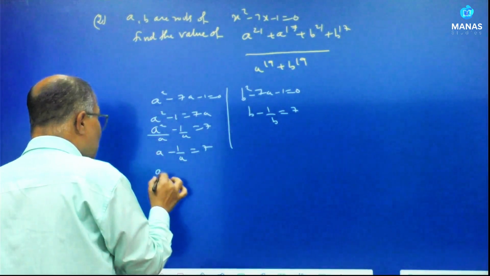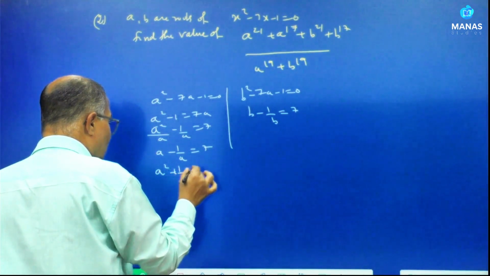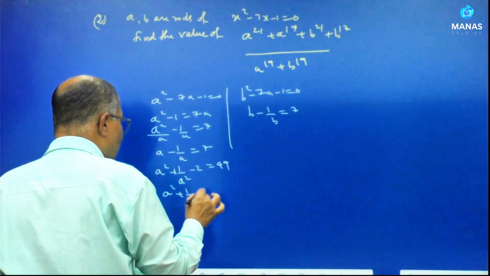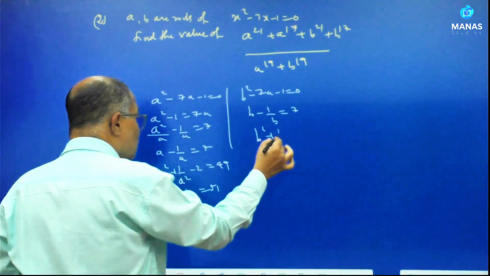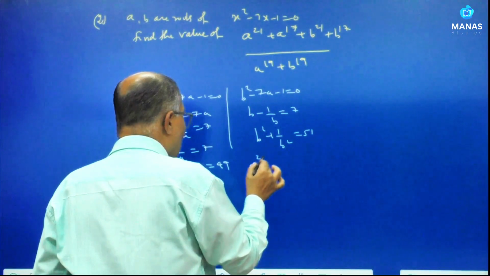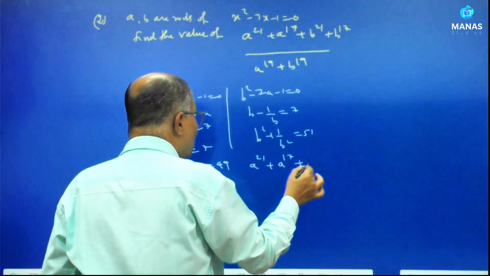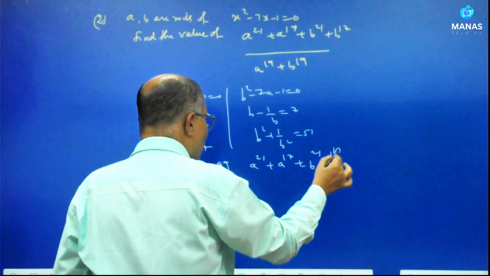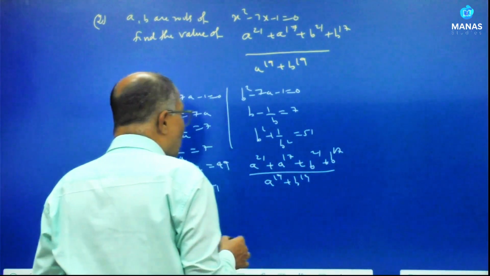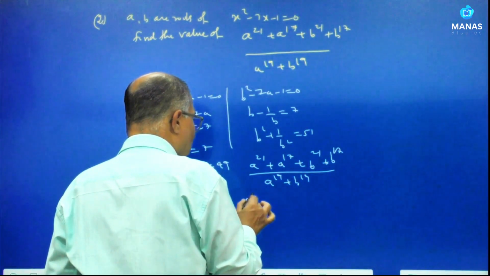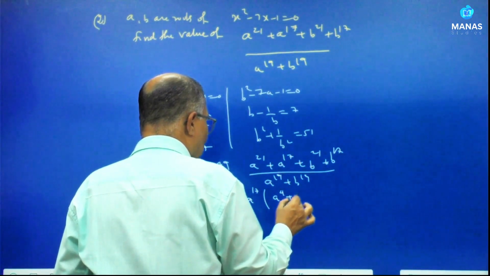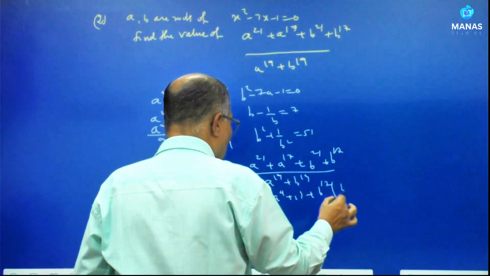Squaring on both sides, a square plus 1 by a square minus 2 equal to 49. So a square plus 1 by a square equal to 51. Similarly, b square plus 1 by b square is again 51. Now we are given a to the power 21 plus a to the power 17, b to the power 21 plus b to the power 17 divided by a to the power 19 plus b to the power 19. Now if I take a to the power 17 outside, I will get a to the power 4 plus 1, plus b power 17 outside, b power 4 plus 1.